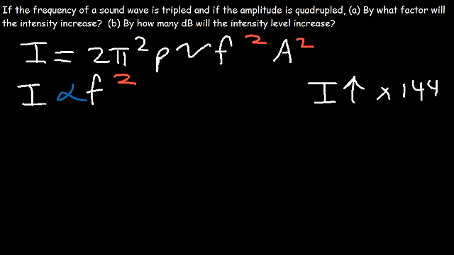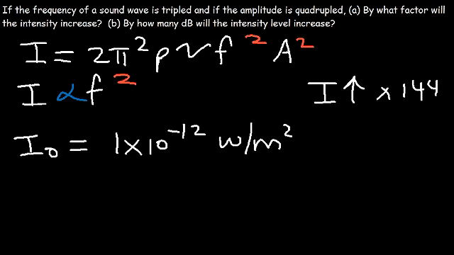Now what about part B? By how many decibels will the intensity level increase? So let's say our reference intensity has a value of 1 times 10 to the minus 12. The intensity increased by a factor of 144. So if we multiply 144 by 1 times 10 to the minus 12, you should get 1.44 times 10 to the minus 10.